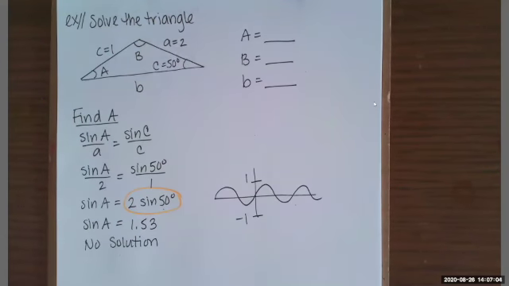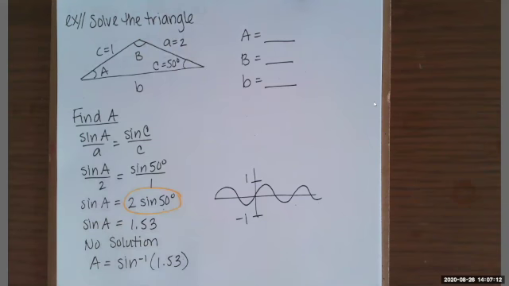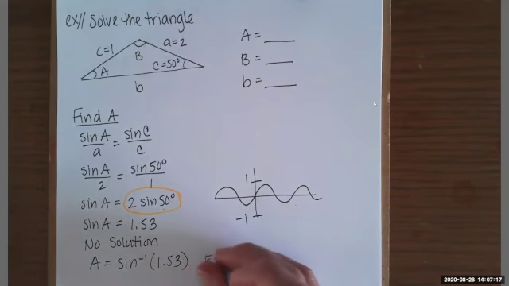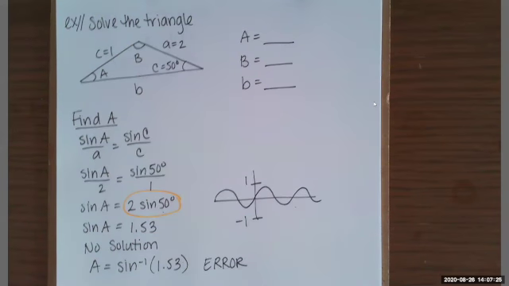Now what if you hadn't recognized that there was no solution? You would keep going with the problem. So the next step would be to take the inverse sine of both sides. So you'd get A is equal to inverse sine of 1.53. On your calculator, go ahead and push inverse sine of 1.53. Your calculator should tell you error. Okay, so if you see an error, that means no solution. So what happened here? My picture was so convincing.